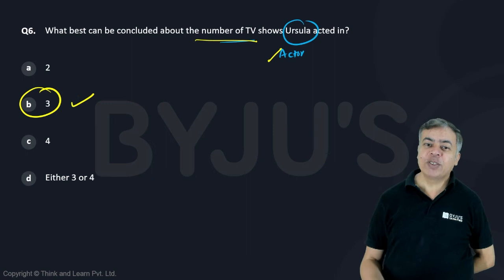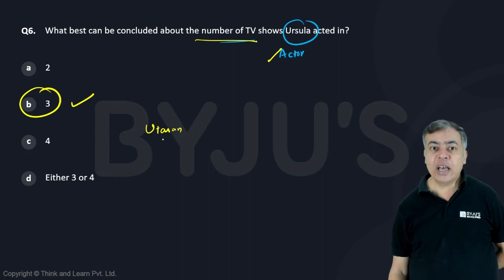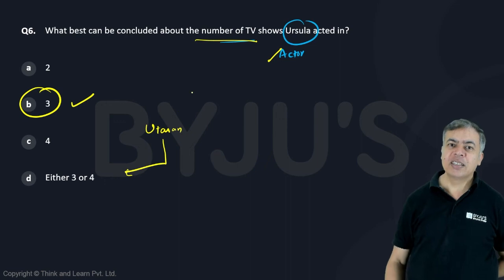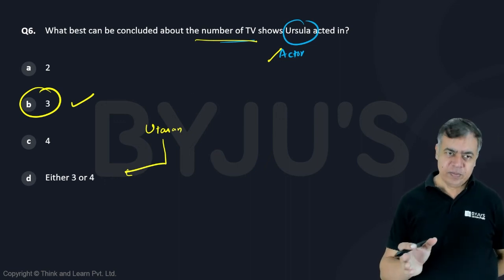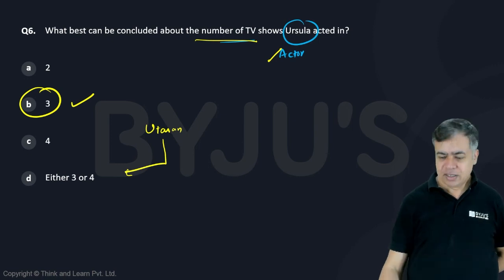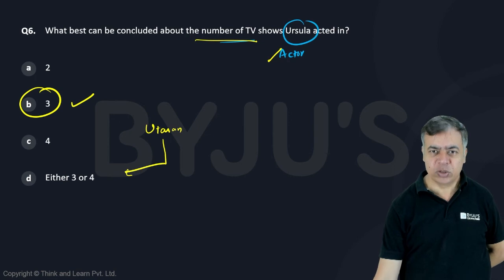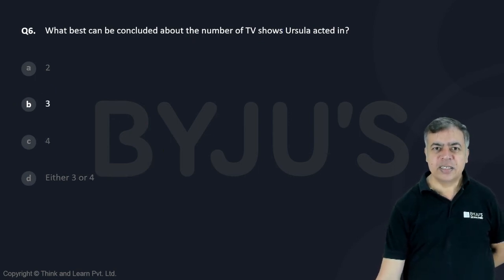Okay, the number of shows was 3. Earlier I answered for Uttaran as a show, whose number of actors was 3 or 4, but that is not the case. It is Ursula, who is an actor, and she will definitely act in 3 shows. Okay, 3 is the correct answer.